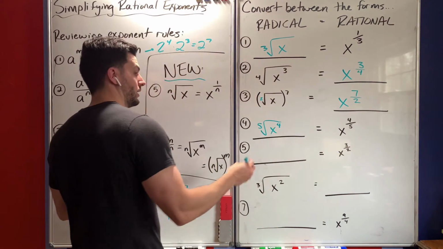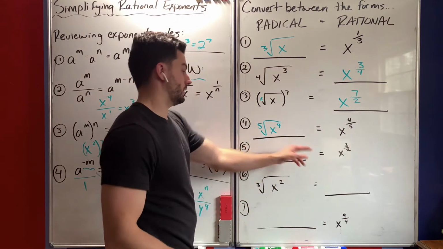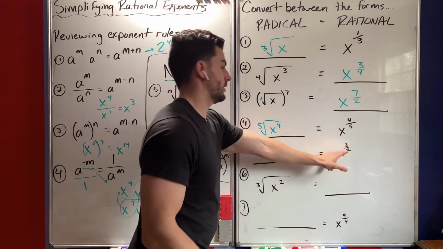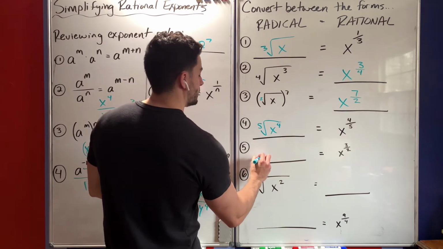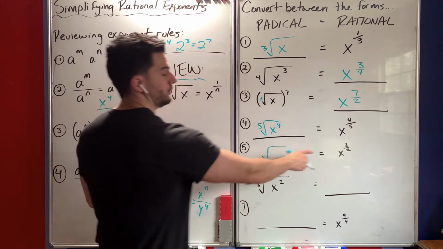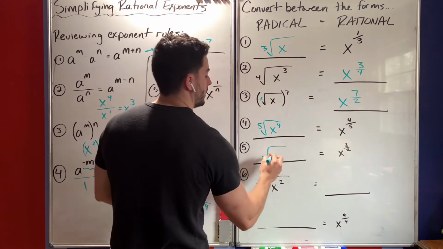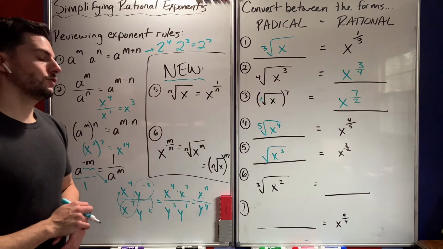Number 5, x to the 3/2. Okay, so thinking about this, the numerator is in a group with the x, the denominator is what the index is. So it's going to be a square root. You can write the 2 there if you want, but that's saying a square root of x to the 3rd.